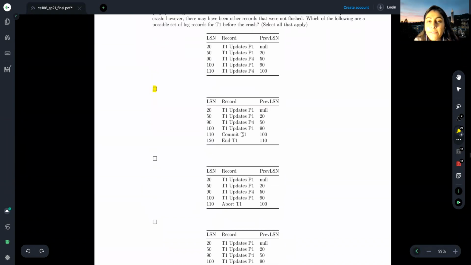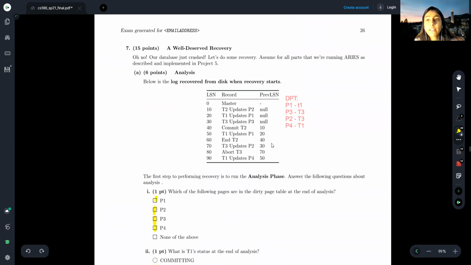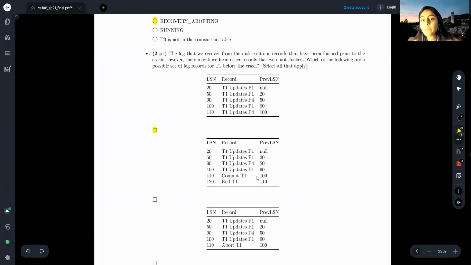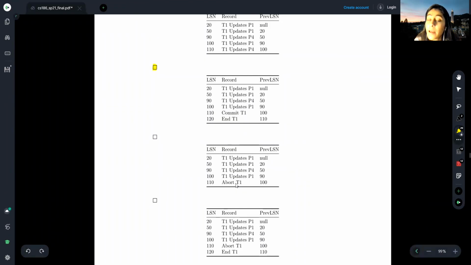Again, to clarify, if it had committed, we would have expected to see the log records flushed to the disk because that's part of the commit process. And the fact that it ended tells us that that must have happened, but we don't see that in the log record, which tells us that T1 committing and ending is not a possible situation. But for T1 to have just aborted, that's possible. Abort does not mean the records need to be flushed to the disk, so this is a possible answer.